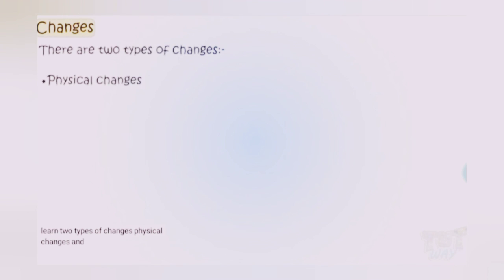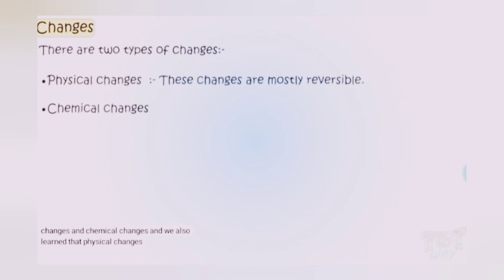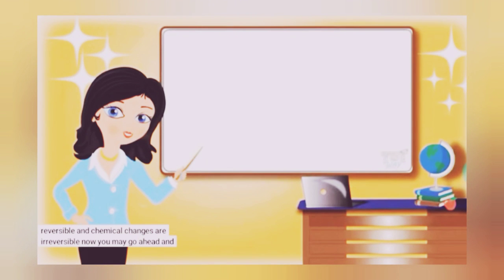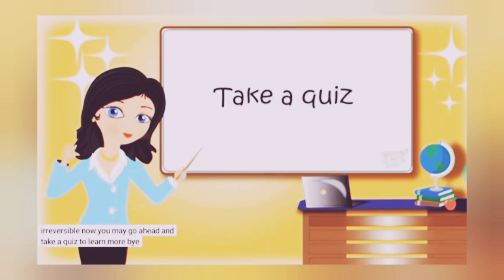So today we learned two types of changes, physical changes and chemical changes. And we learned that physical changes are mostly reversible and chemical changes are irreversible. Now you may go ahead and take a quiz to learn more.